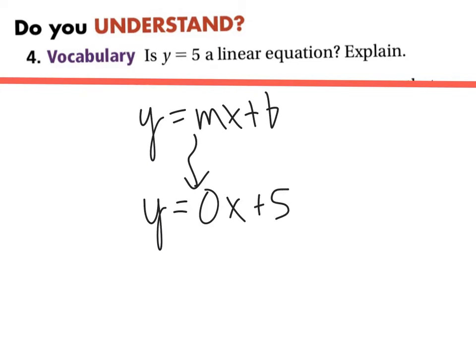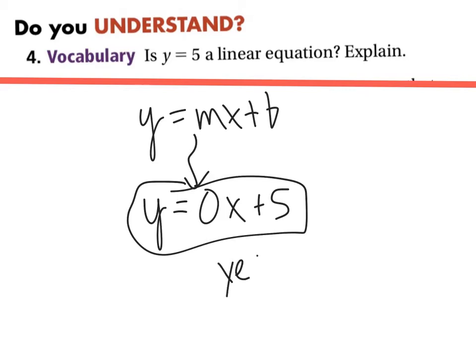0x, 0 times anything is just 0. So we're allowed to do that. And that actually is still a linear equation. It's just that our slope is 0 and our y-intercept is 5. A slope of 0 is going to be a horizontal line whenever we graph that out.